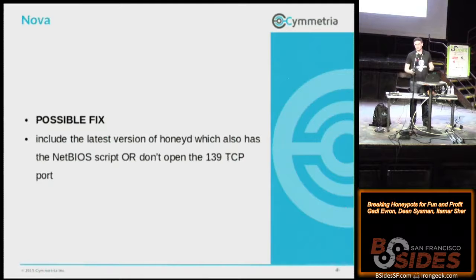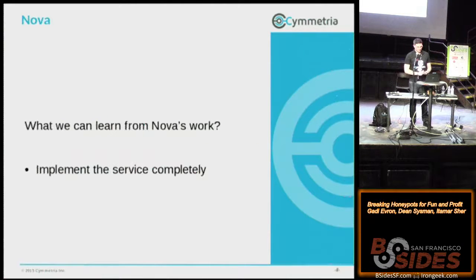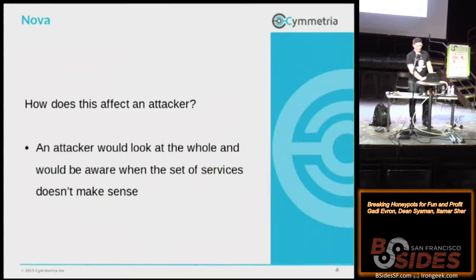Or just firewall off the 139 port. So what can we learn from Nova's work? Implementing one service very well is not enough. You have to implement the package of services to make the machine look believable. For example, they could have had a lot of other services that were really great, but then posing as a Windows machine and not having that NetBIOS service just tells you it's not real. And as an attacker, we should look at the whole and be made aware when this set of services doesn't make sense, right?